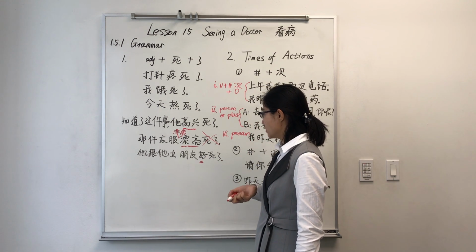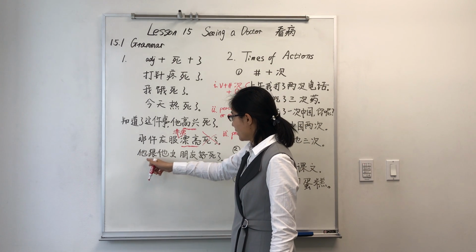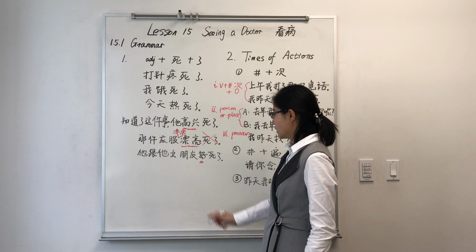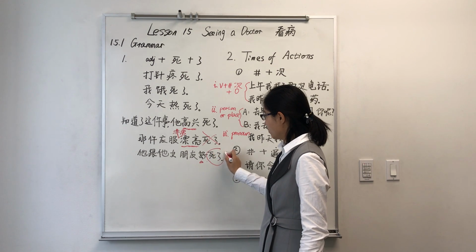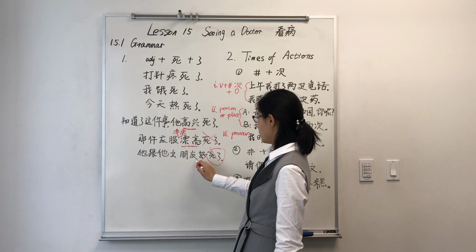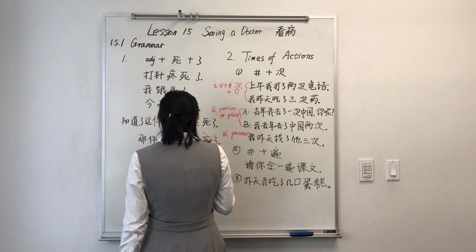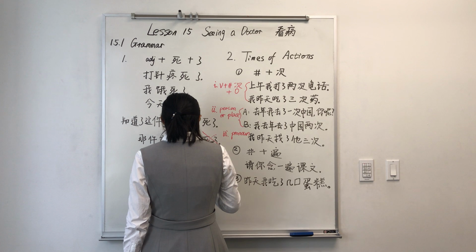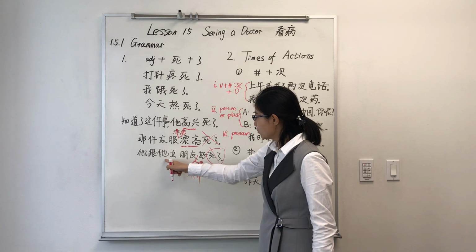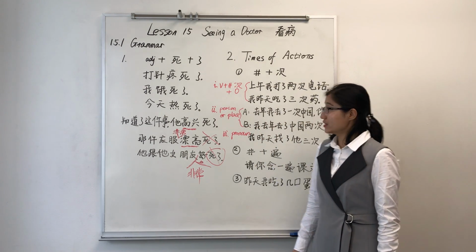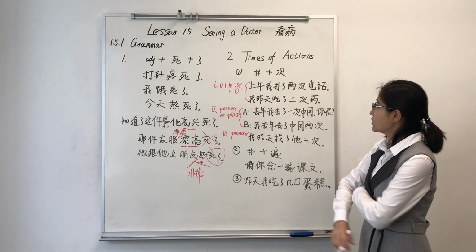Next one, 他跟他女朋友好死了. We know 好 is a positive thing. This means good. He and his girlfriend get on well with each other. So this one we cannot use 死了. We can say 非常好, with 非常 between 女朋友 and 好. 他跟他女朋友非常好.